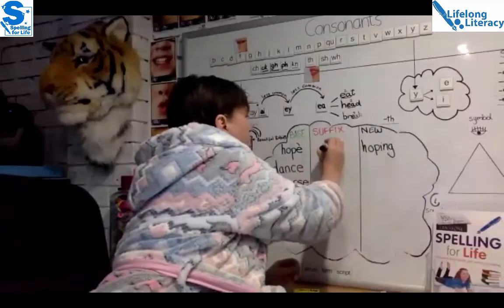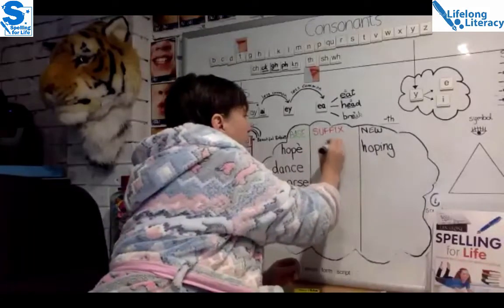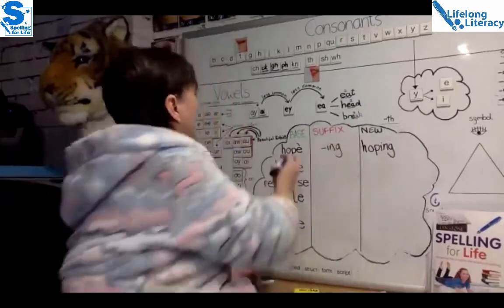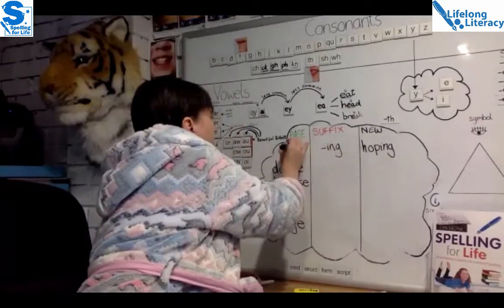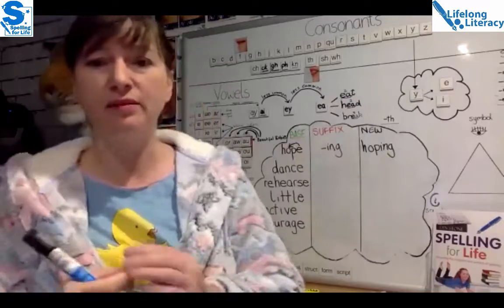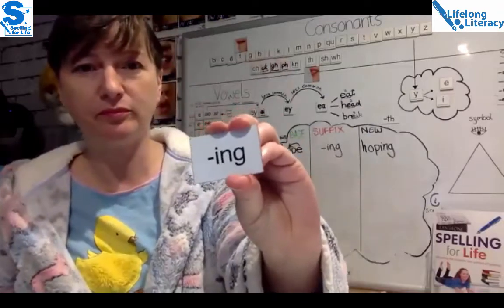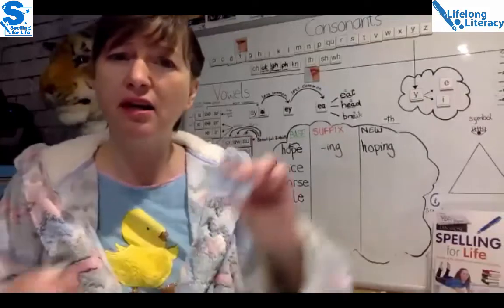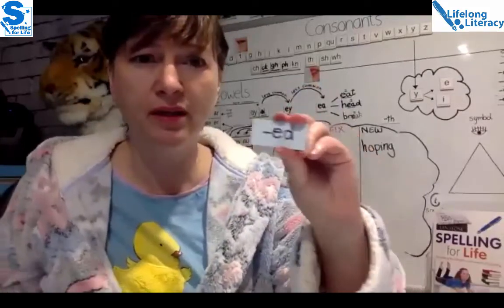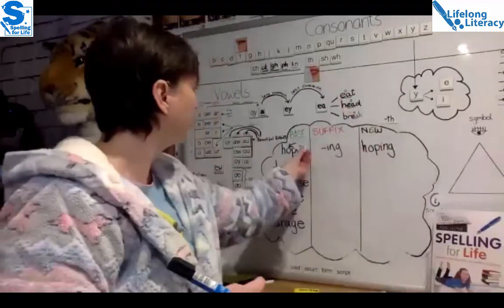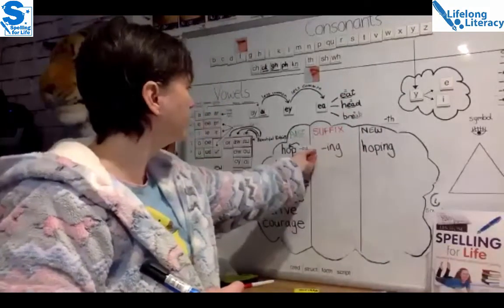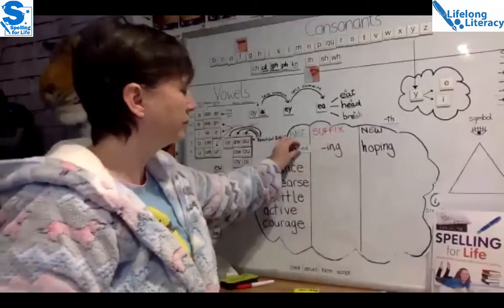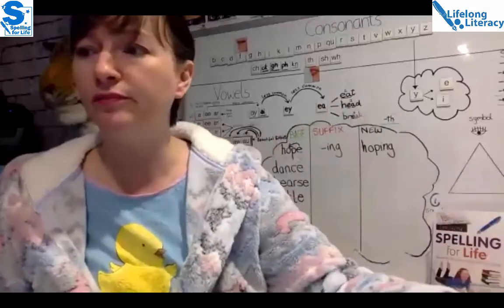So ing is our example suffix. Hoping. Did everyone get it? It's the same for hoped. Yesterday, I hoped that you were all well. Vowel suffix. Replace the E. Hoped. Good, good, good. Okay.